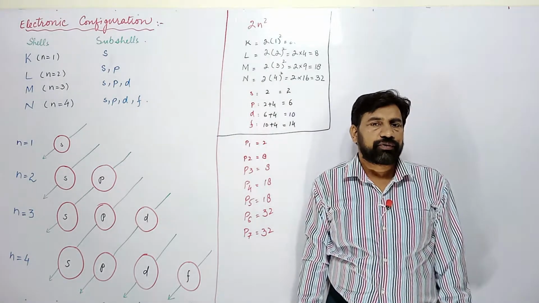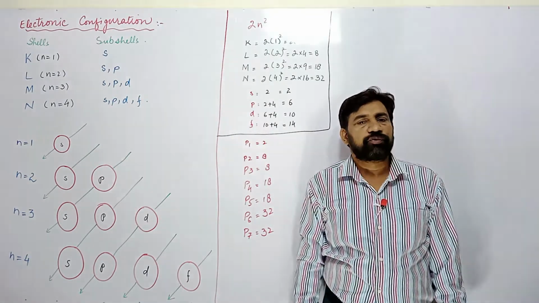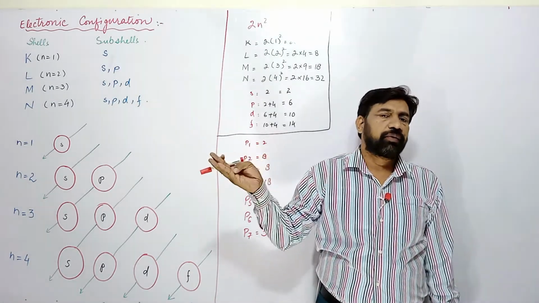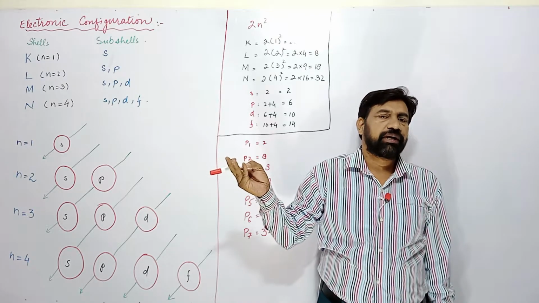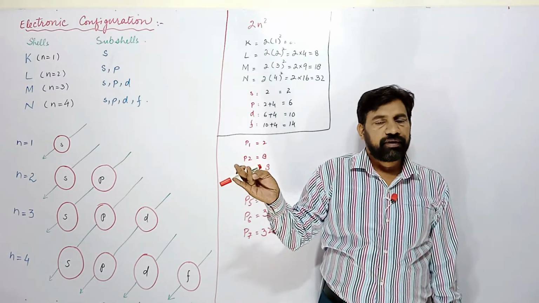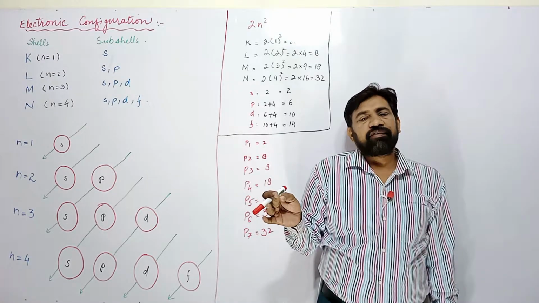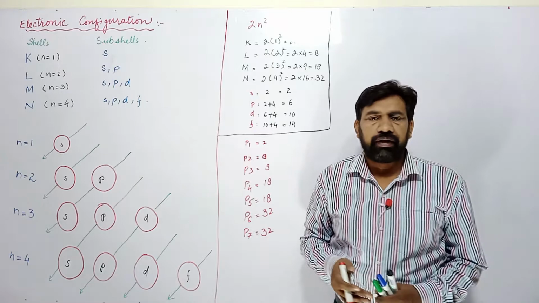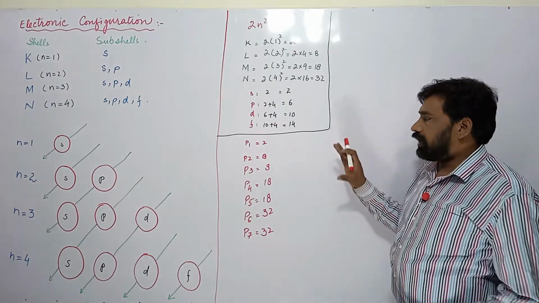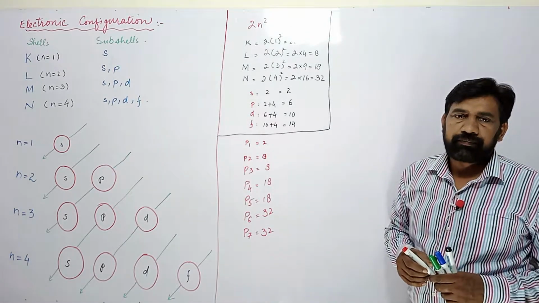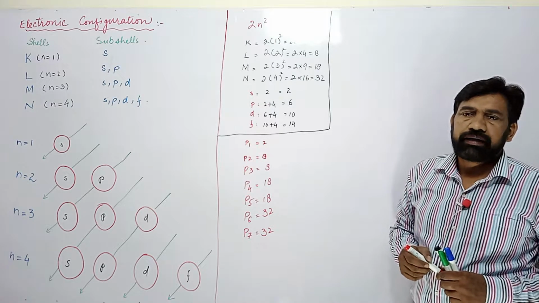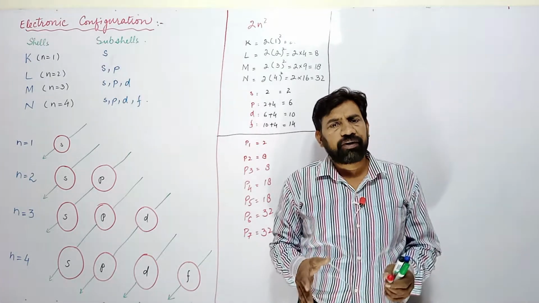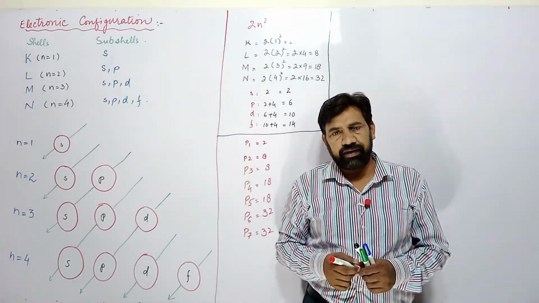What is compulsory for you to remember? First of all, you have to remember the atomic numbers of the elements. In case of hydrogen, atomic number 1, helium 2, lithium 3, beryllium 4, boron 5, carbon 6, nitrogen 7, oxygen 8 and so on. You have to learn or remember the atomic numbers of the elements, because you know that atomic number can be defined as the number of protons which are present in the nucleus of an atom.